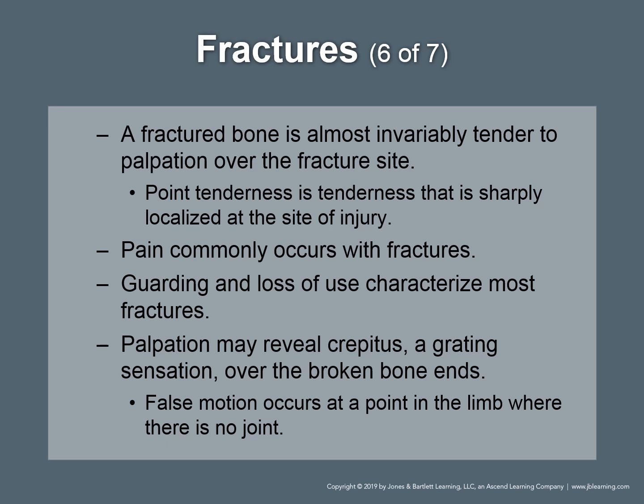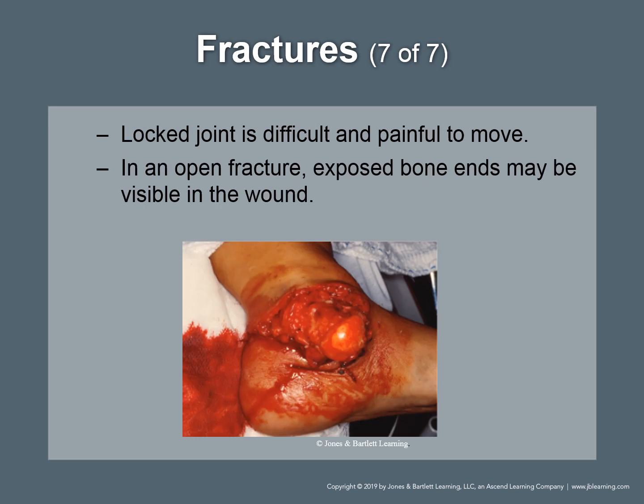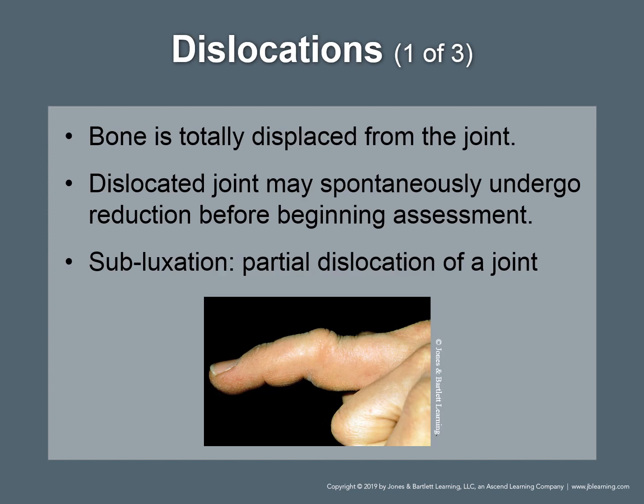And then false motion occurs at the point in the limb where there is no joint, which means when you grab a place, that part of the leg will move, and there's no joint there, so it's not supposed to move. And then lock joint is difficult and painful to move. A lot of times you'll get a joint that gets locked in place. And in an open fracture, exposed bone ends may be visible. So here you've got the tibia, the ankle joint popping out of the foot. Imagine the force it took to do that.